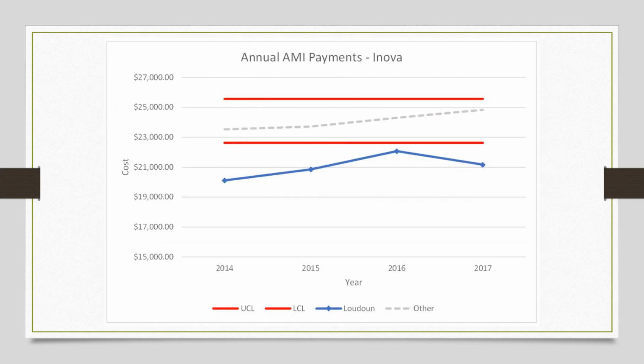The final indicator I chose for my analysis was hospital payment. This indicator was assessed from the measure of AMI payments. For the given time frame, we can see that patients at Inova Loudoun had significantly lower AMI payments as compared to all the other Inova hospitals.